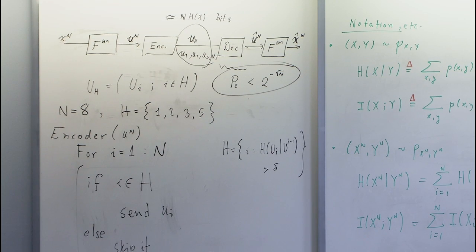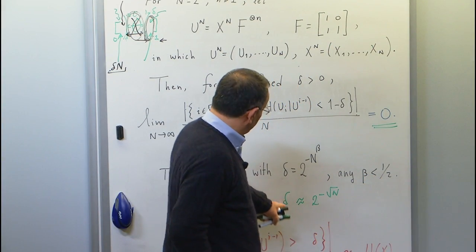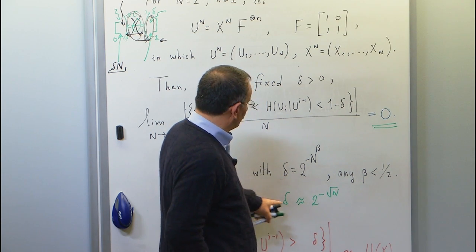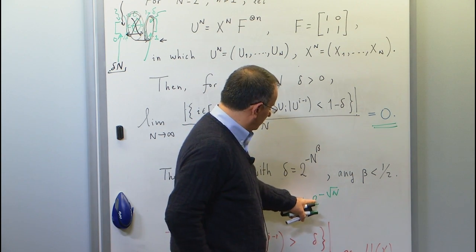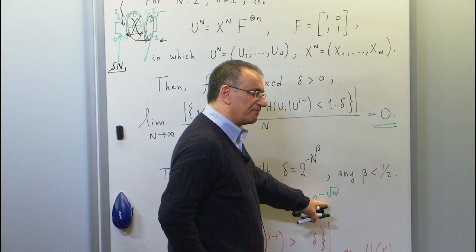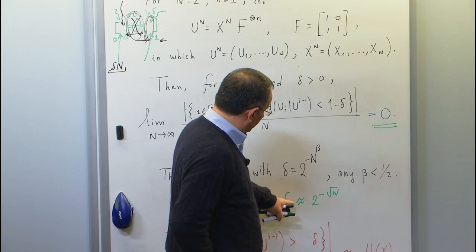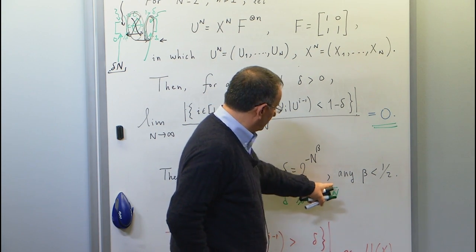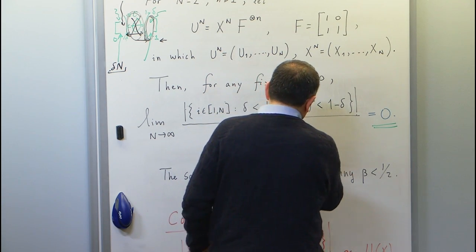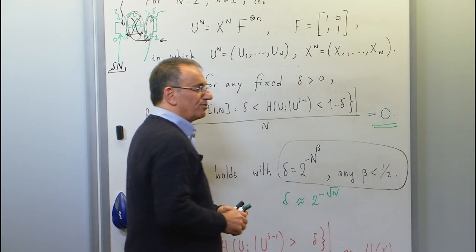Okay, no. But this is too ugly to write down. So this is an approximation. For any beta strictly less than 1/2, the statement is true. It is not true if beta is equal to 1/2. So this approximation is a shorthand for writing all of this.